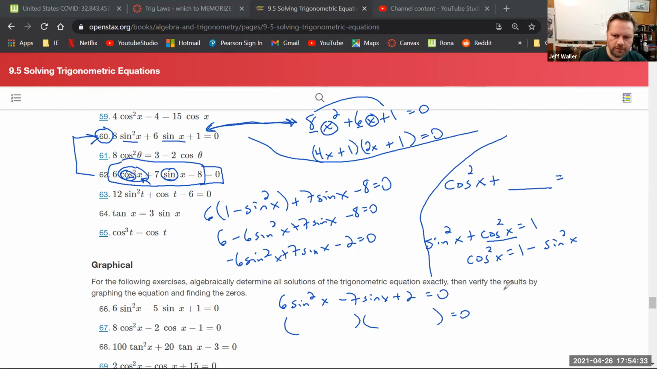And if you want to, you can always replace sine with a single letter. Does that look better to anybody? Better than this? I don't know. So how are you going to factor this thing? Let's see. 6 times 2 is 12.